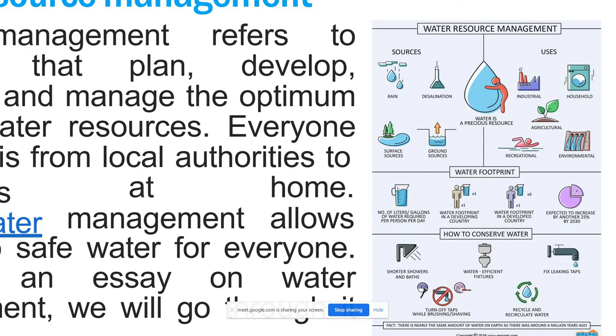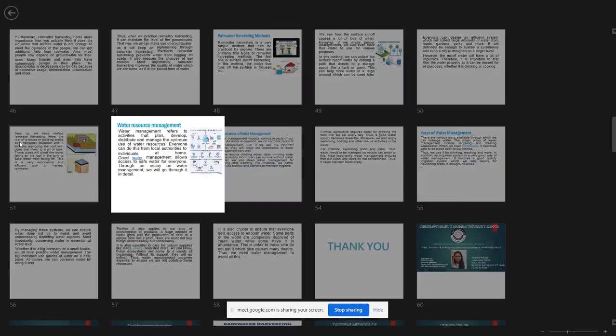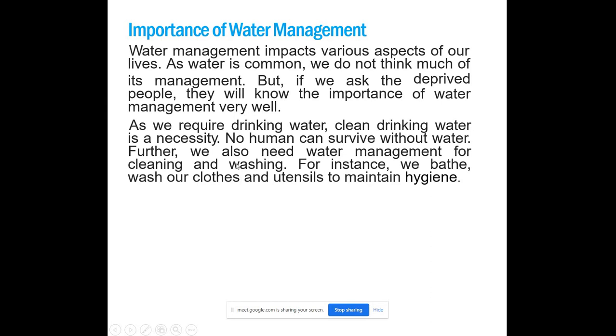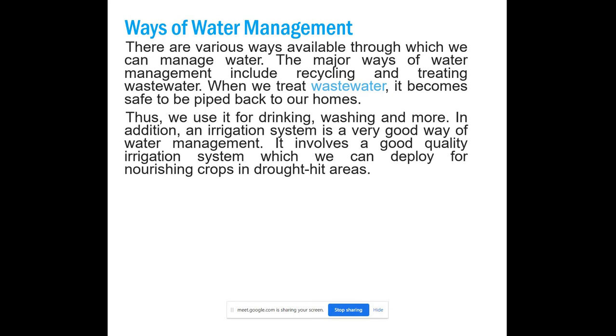Ways of water management. There are various ways available through which we can manage water. The major ways of water management include recycling and treating wastewater. When we treat wastewater, it becomes safe to be piped back to our homes. Thus, we use it for drinking, washing, and more. In addition, an irrigation system is a very good way of water management. It involves a good quality irrigation system which we can deploy for nourishing crops in drought-hit areas.